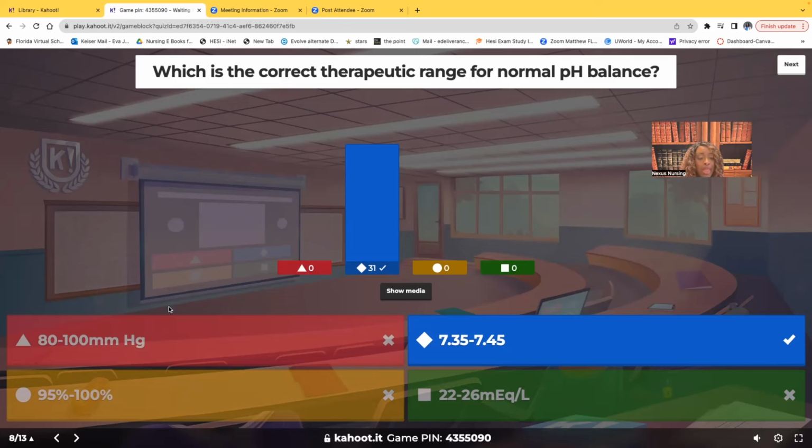Great job. 80 to 100. That's the therapeutic range for what? Partial pressure of oxygen. 95 to 100. That's your normal range for O2 sat, oxygen saturation. 22 to 26 milliequivalents per liter. That is your normal range for what? Oh my gosh, give me a second, guys.